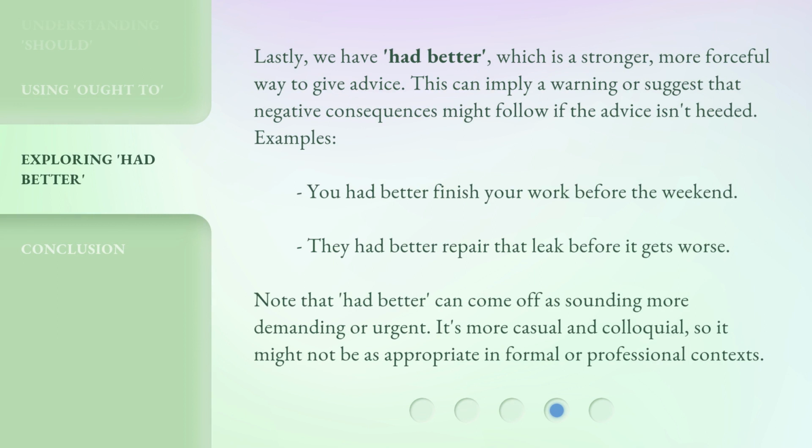Lastly, we have had better, which is a stronger, more forceful way to give advice. This can imply a warning or suggest that negative consequences might follow if the advice isn't heeded. Examples: you had better finish your work before the weekend. They had better repair that leak before it gets worse.